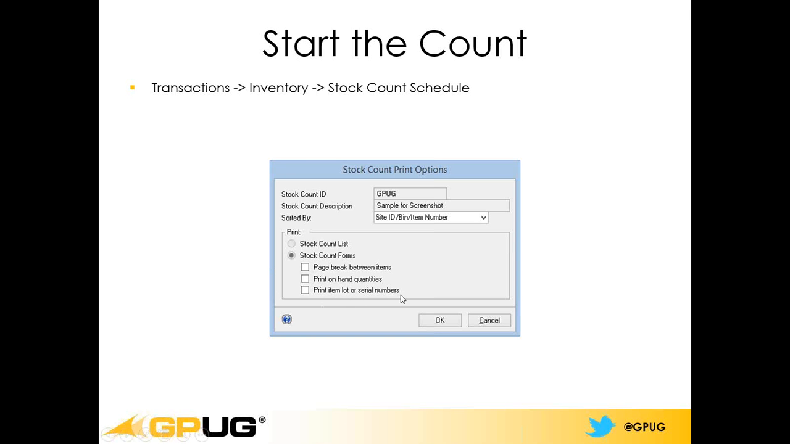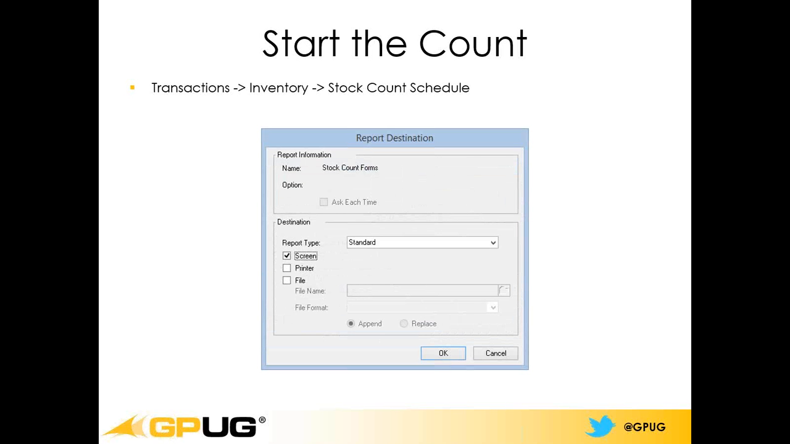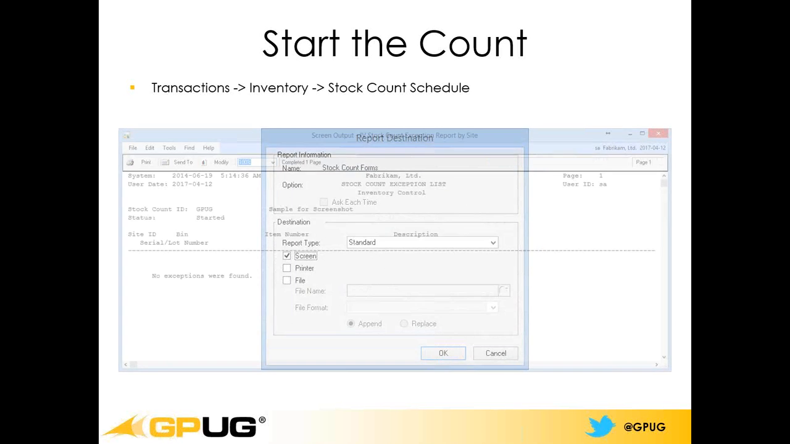And do we want to print the item lot or serial numbers? If we do have serialized items or lot tracked items, we can print those on here. Again, that kind of goes against our whole blind count theory, but it's there as an option if we choose to turn it on. It's also going to ask us where to send those stock count forms.